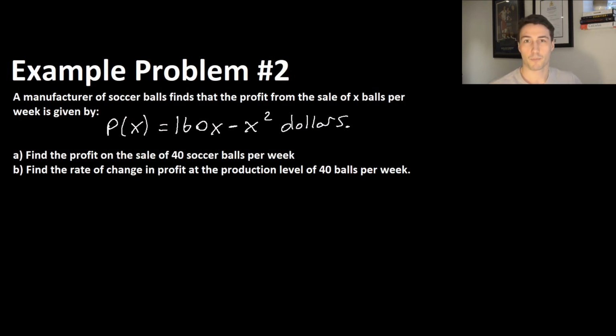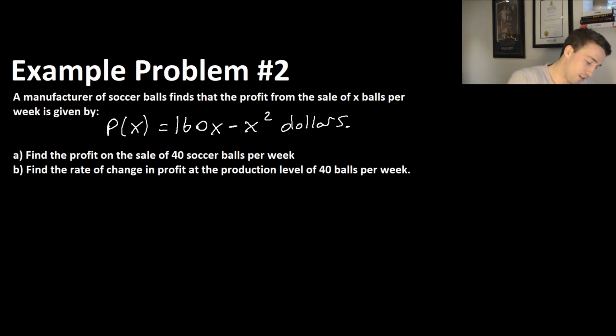Okay, now we're moving on to example problem number 2. And this is saying a manufacturer of soccer balls finds that the profit from the sale of x balls per week is given by p of x is equal to 160x minus x squared, and that's in dollars. It says find the profit on the sale of 40 soccer balls per week.